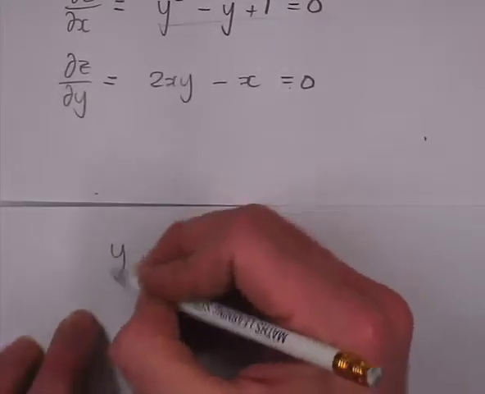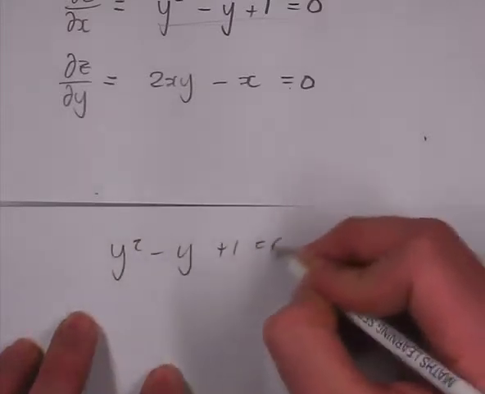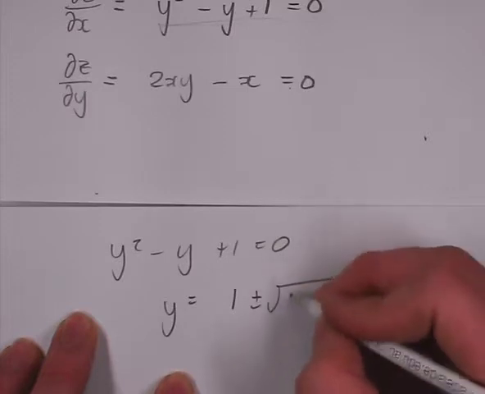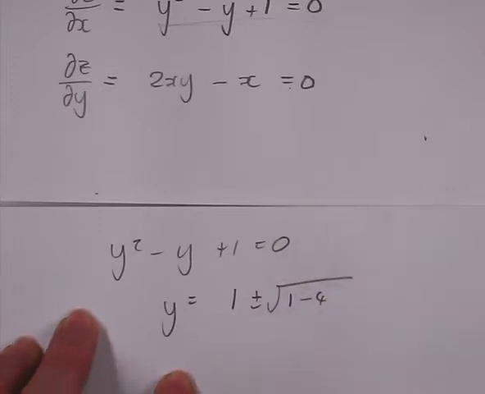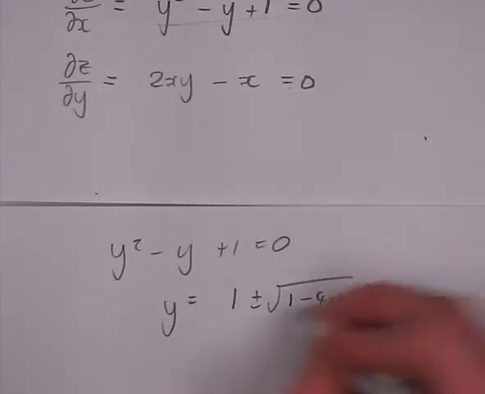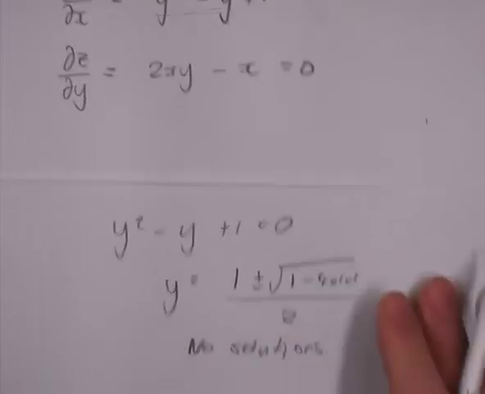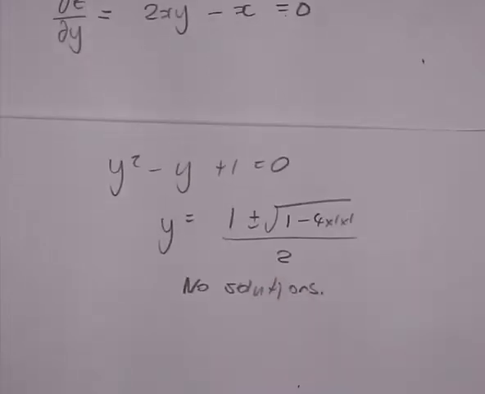So I know that y would be minus b plus or minus the square root of b squared minus 4ac. There aren't any solutions. That's negative. So no solutions. That was not as satisfying as I would have liked. That's okay. So this has no solutions, which means there are no maxima and minima.